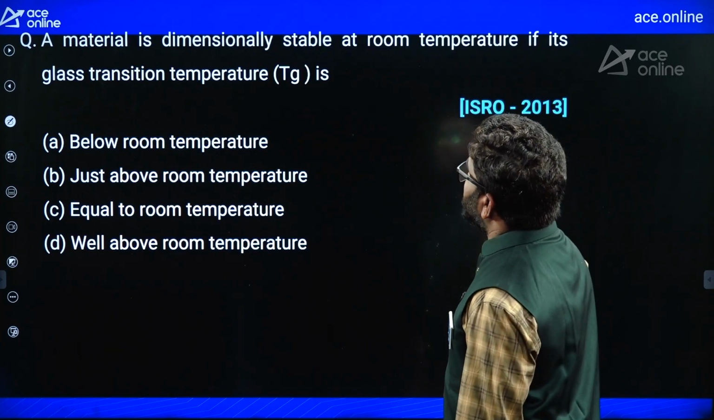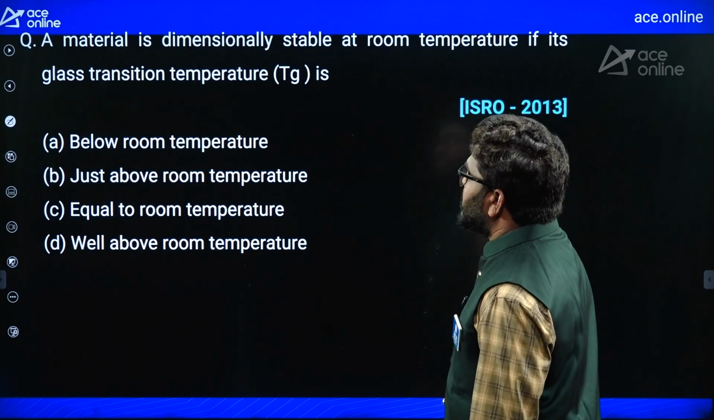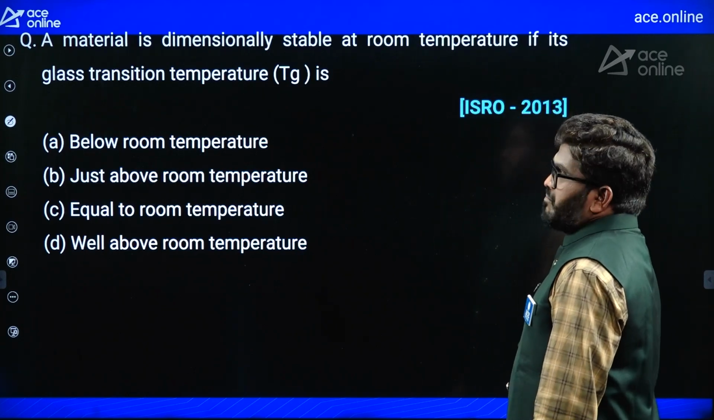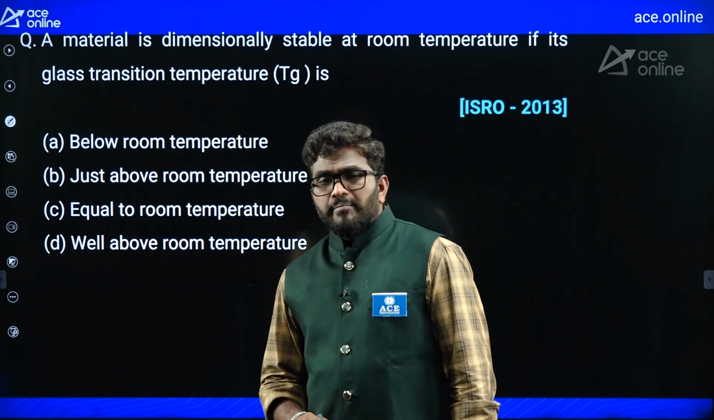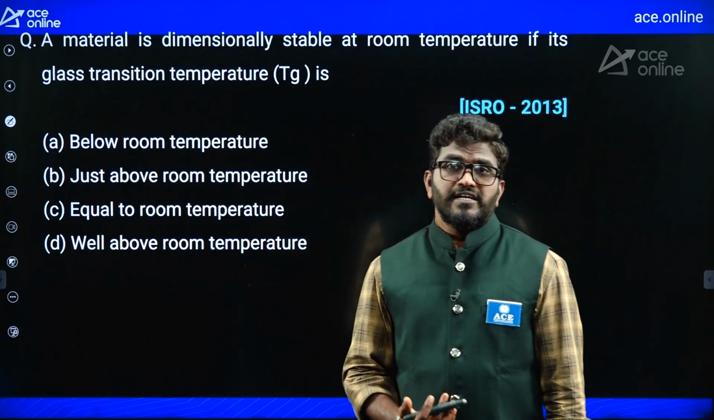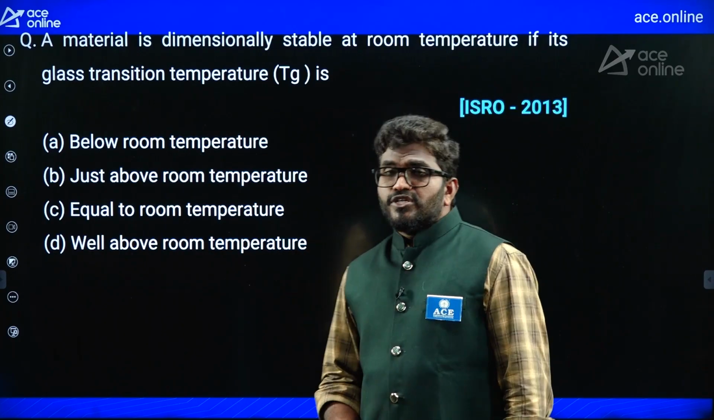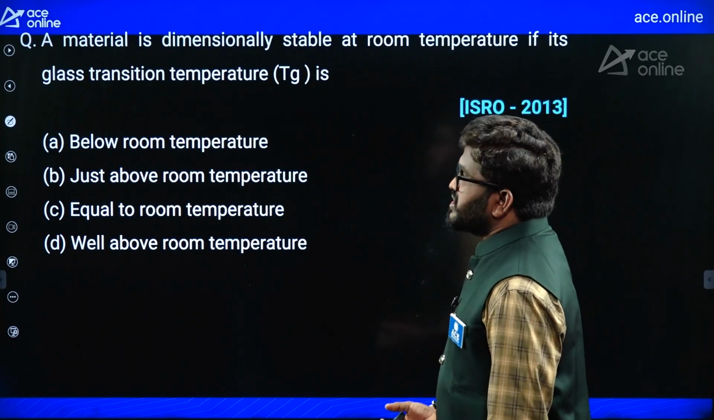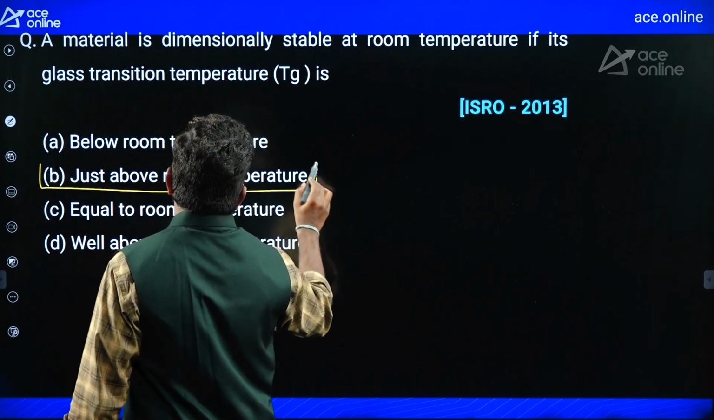A material is dimensionally stable at room temperature if its glass transition temperature is just above the room temperature. So remember, glass transition temperature is what? Below glass transition temperature material is brittle, above glass transition temperature material is ductile. So if the glass transition temperature is above room temperature, then at room temperature material dimension is stable. So B is the correct answer for this question.